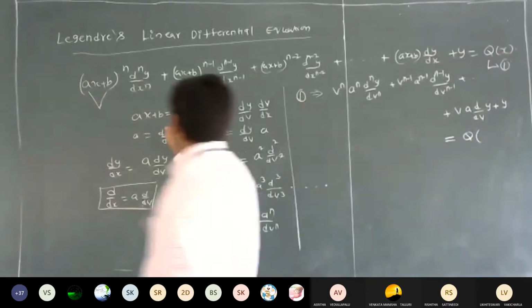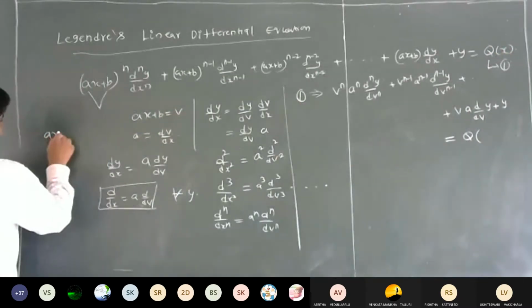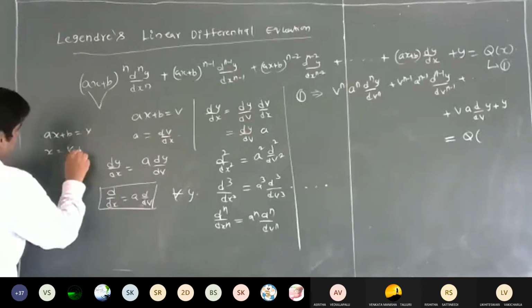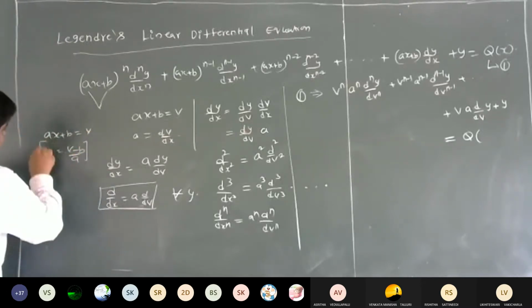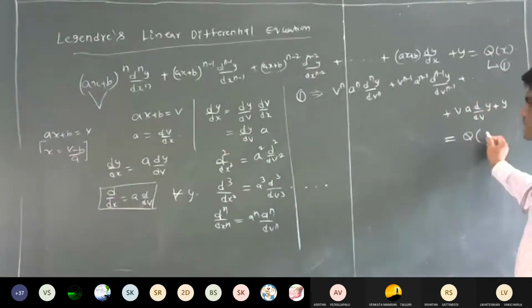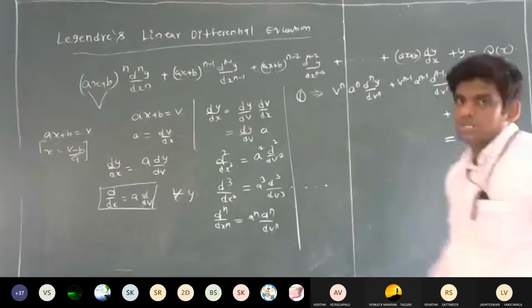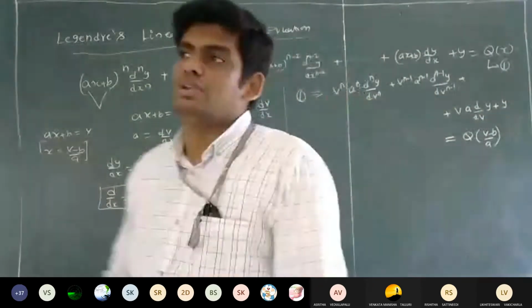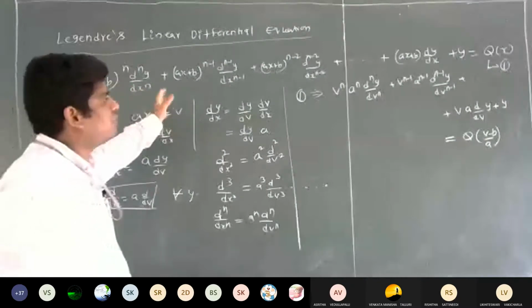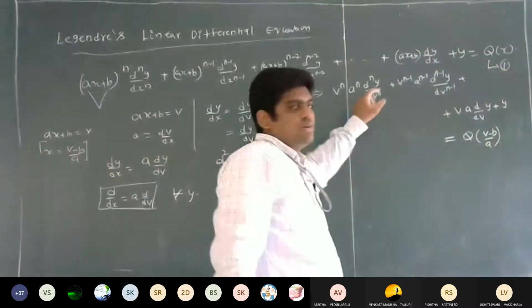So we have to change x also. What is x? ax plus b is equal to v, so x is equal to v minus b by a. So just replace the value of x here. That means that we have to change the total Legendre's type differential equation into the form of the variable v.